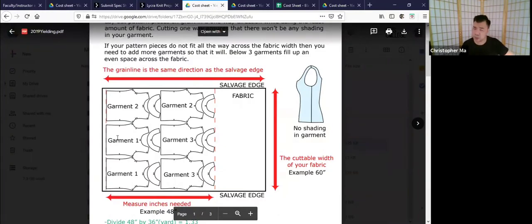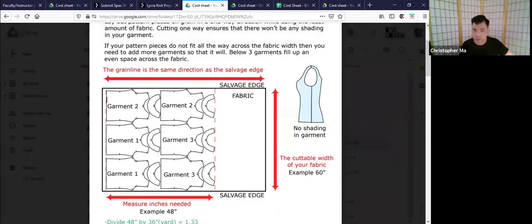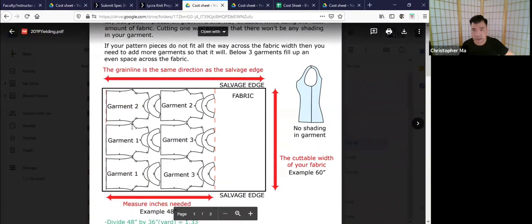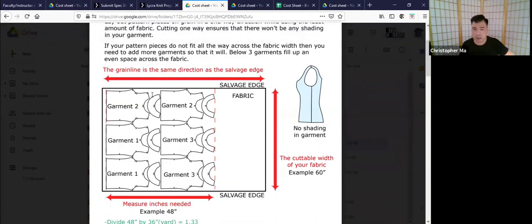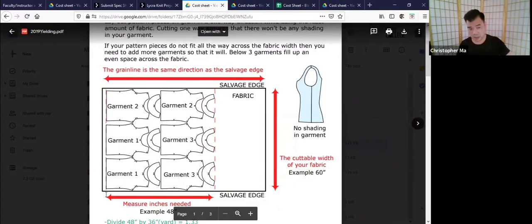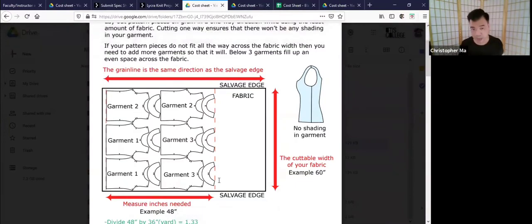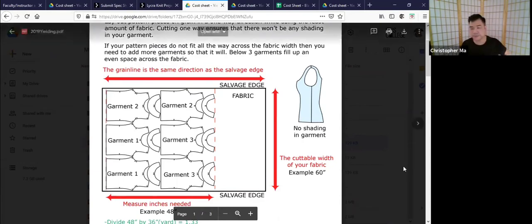Because if you just put front and back, you're gonna have this space completely empty, right? So that's not a good efficient marker. So what you want to do is just double it or triple it until you get a very filled up space, right? Once you achieve that, then you know how many inches you have used for 3 garments.